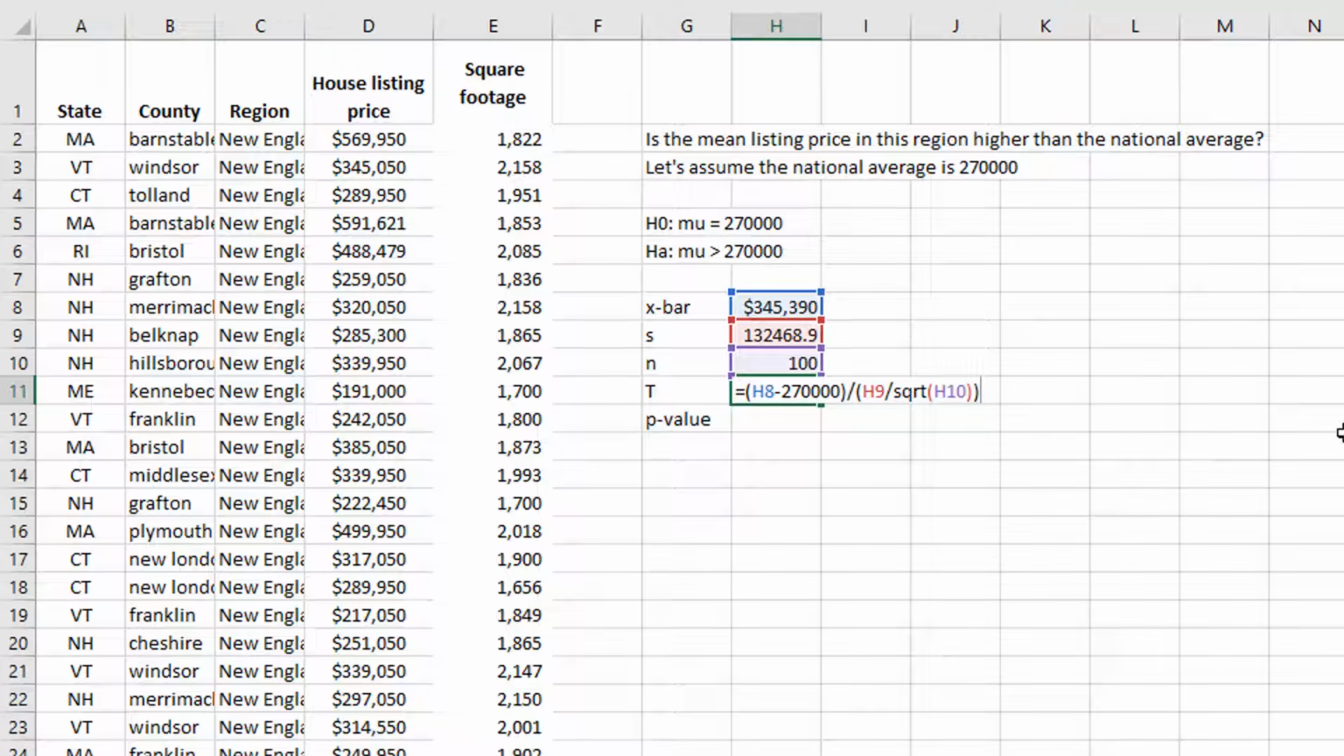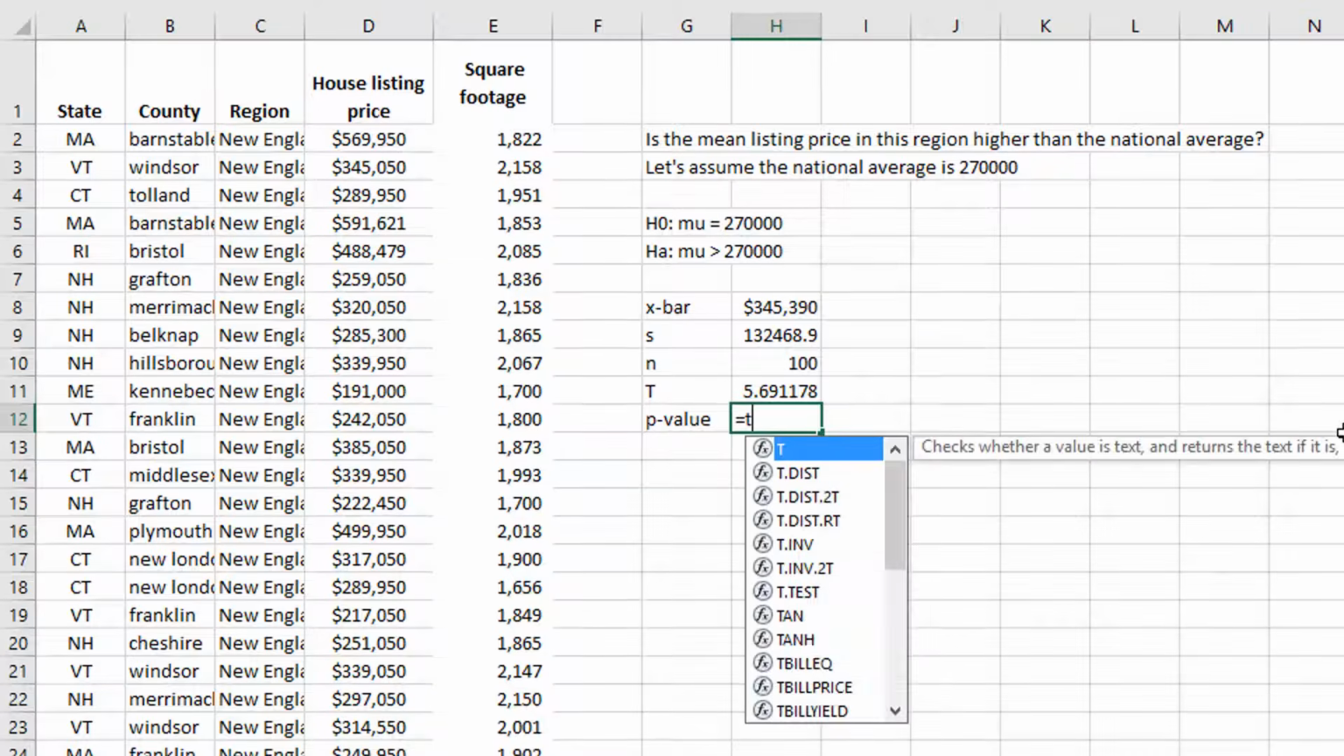This is going to give me my t-statistic. Now my hunch is this is going to be pretty massive, 5.69. This is what I would consider a massive t-statistic. Extremely unlikely to occur if the true mean for this region was 270,000. Extremely unlikely to occur. Now let's calculate the p-value.